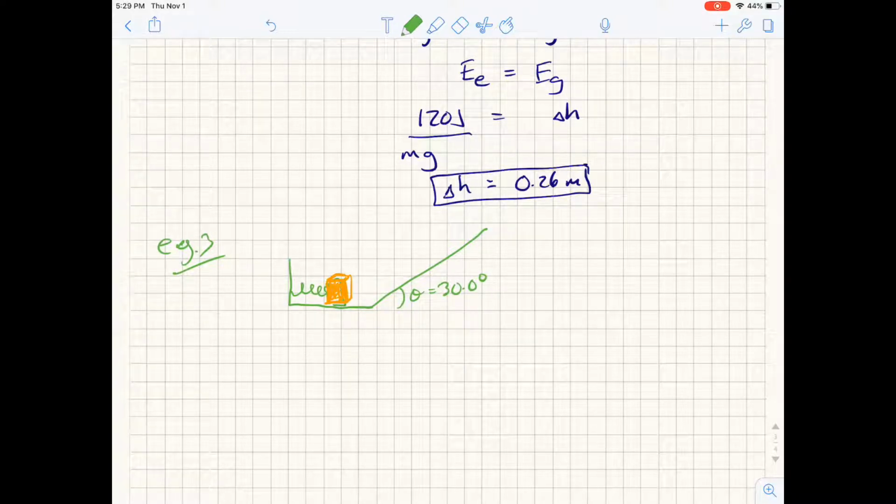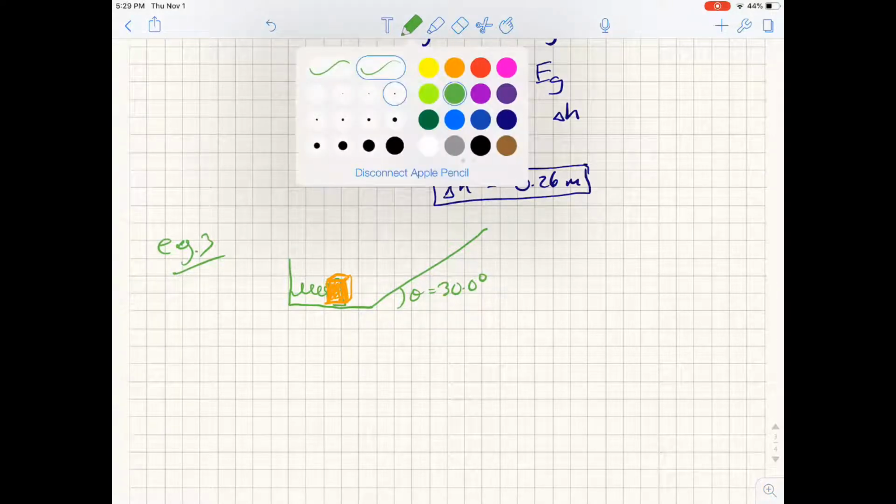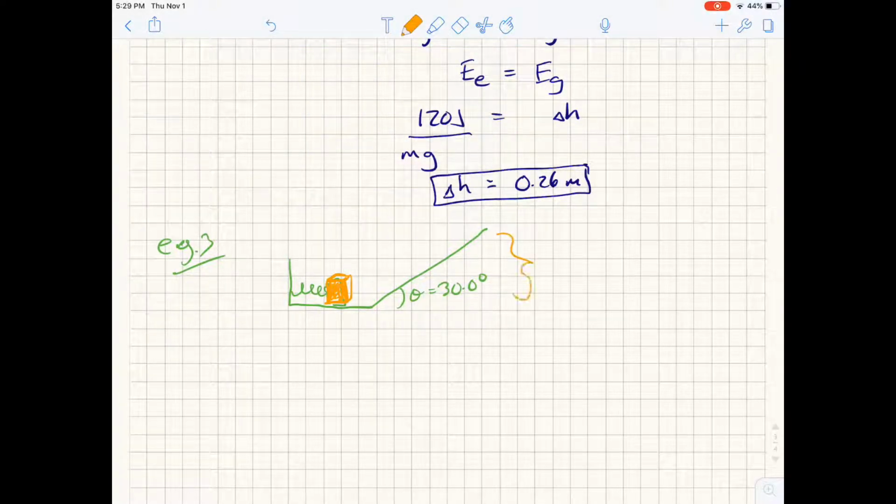We can analyze this situation in a number of ways. We can calculate how high that block will go up the ramp. Remember that when we're dealing with EG, we're dealing with delta H as a vertical height only. So if the block comes up to this point, we're interested in this delta H, not necessarily the distance up the ramp, unless the question is asking for how far up the ramp it travels.